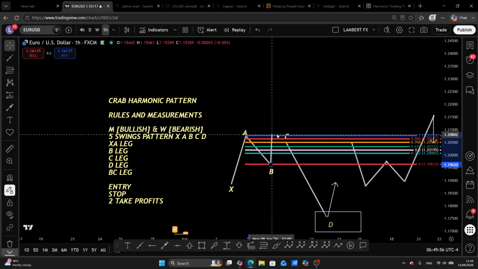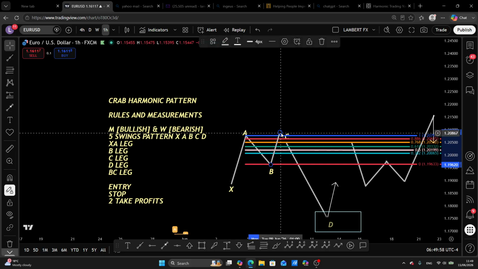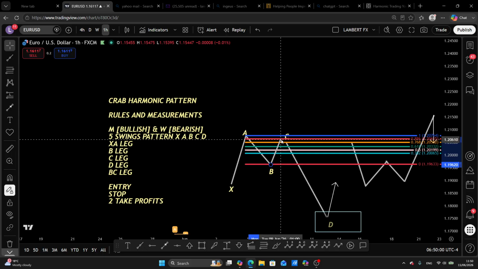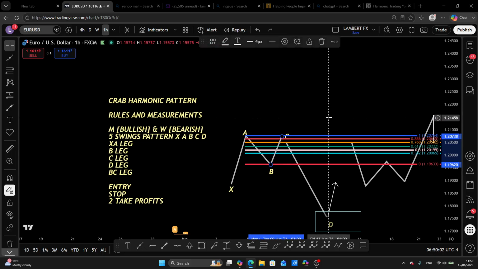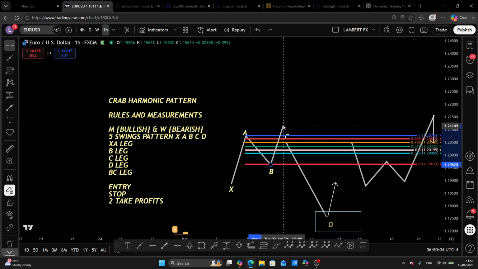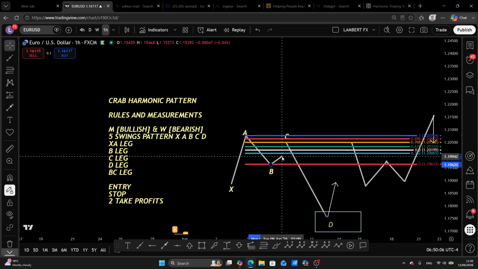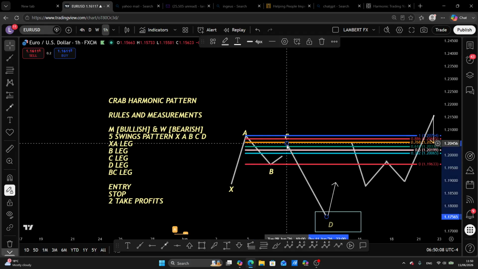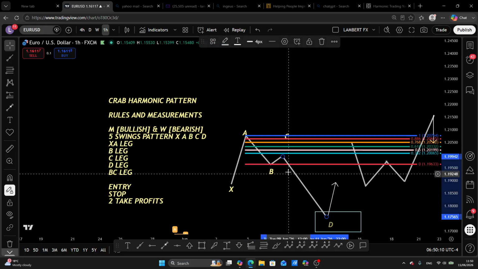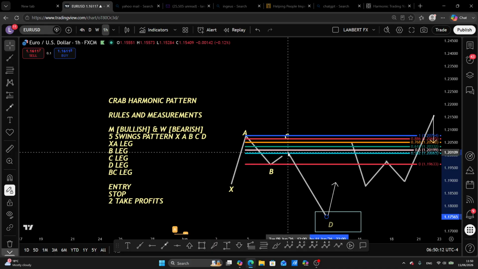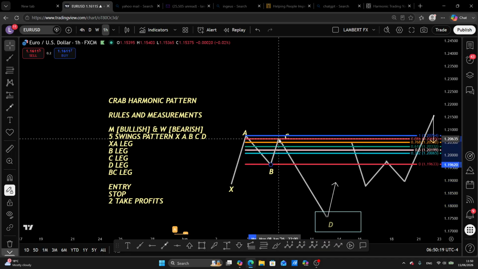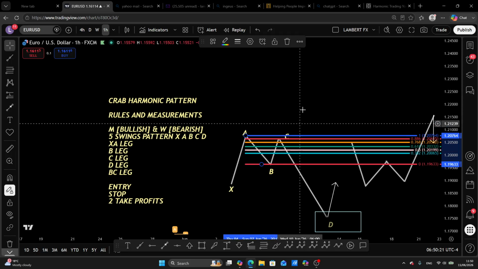I hope that is clear. Something like this is not valid. It can close here or even there, it's fine, but it must not go above. Something like this is not a valid harmonic pattern because, again, it did not touch your 0.382. So it must touch 382. So that is our C.